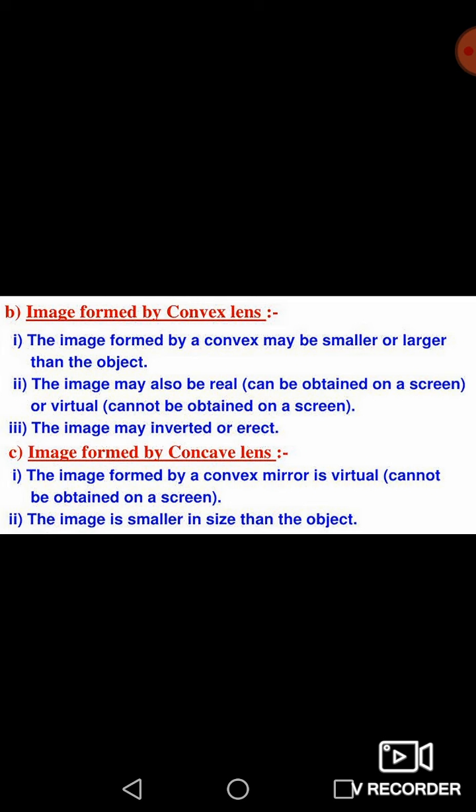Inverted means upside down, and a virtual image is always erect. Erect means it is always straight. So we can say a convex lens can make larger, smaller, real or virtual images, whereas on the other hand a concave lens always makes a virtual and a smaller image than the object.